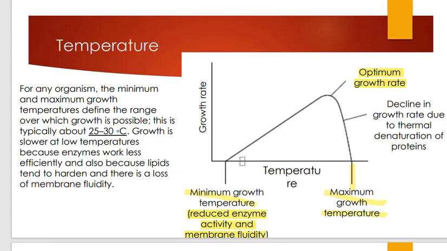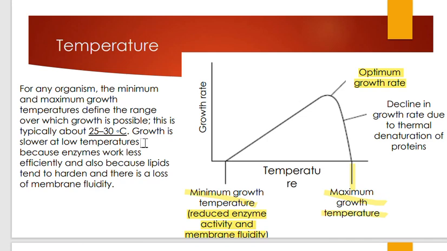So for any microorganism, there is a minimum as well as maximum growth temperature. So this can be defined as the range where most of your microorganisms are able to grow. So typically, the average temperature where most bacteria, as well as the other microorganisms, can grow is at the temperature range of 25 to 30 degrees Celsius. So basically, at ambient temperature, it is possible for most microorganisms to grow.